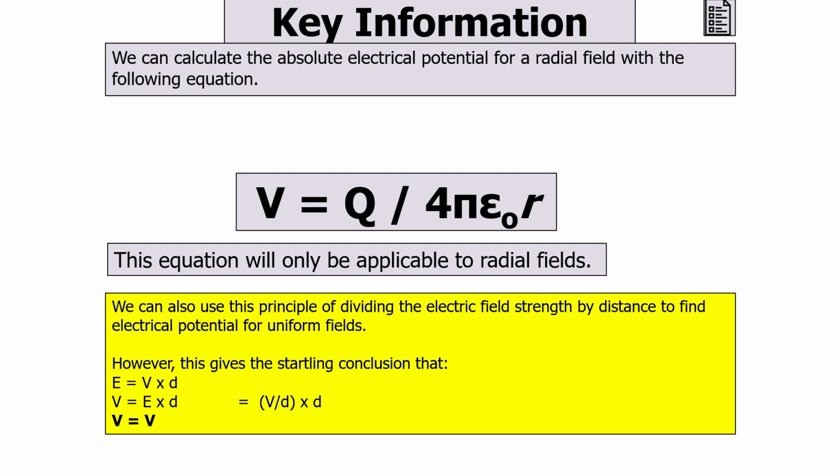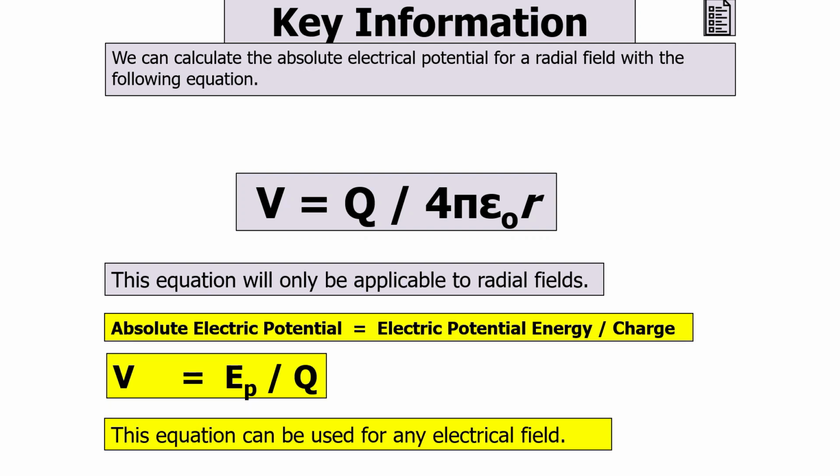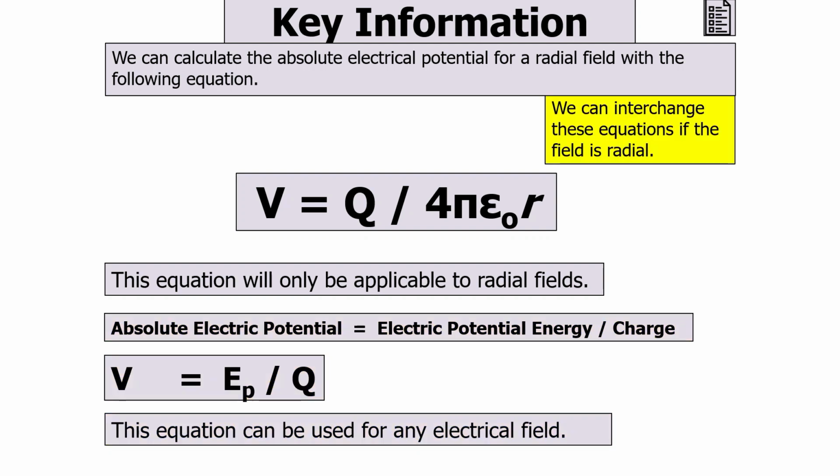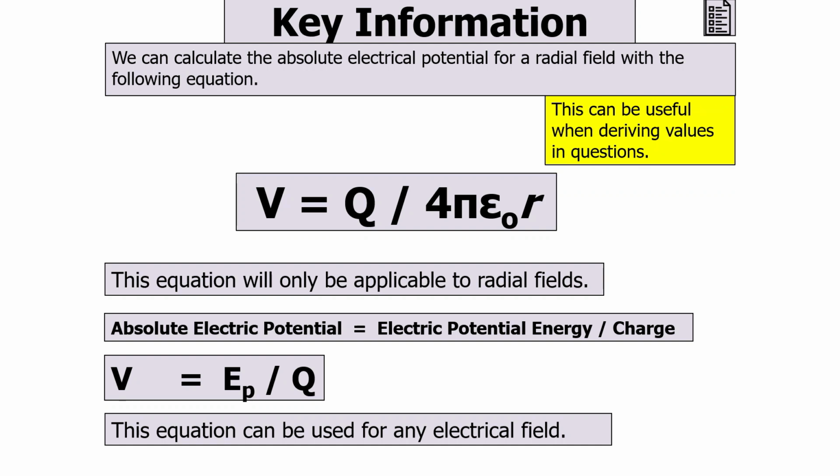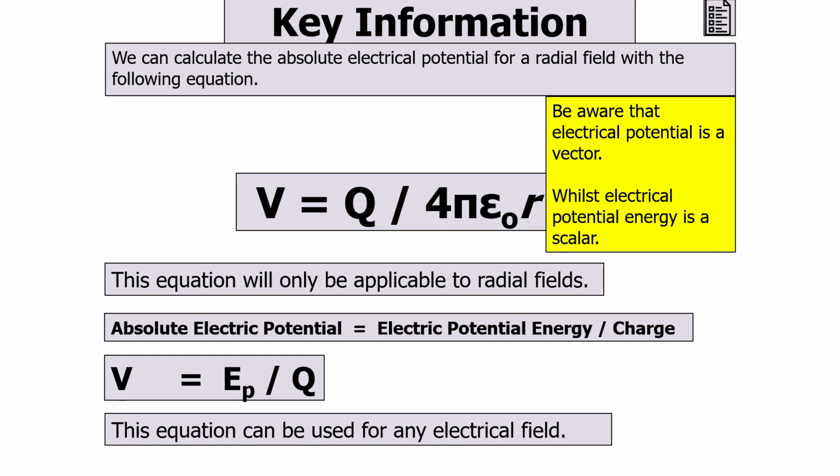Now we can also link this back to our absolute electrical potential, which is electrical potential energy over charge, as this equation can be used for any electrical field. So this tells us we can interchange these equations if the field produced is radial, which is produced by a charged sphere. Now this can be useful when deriving values in questions, but please be aware that the electrical potential is a vector, whilst the electrical potential energy is a scalar.